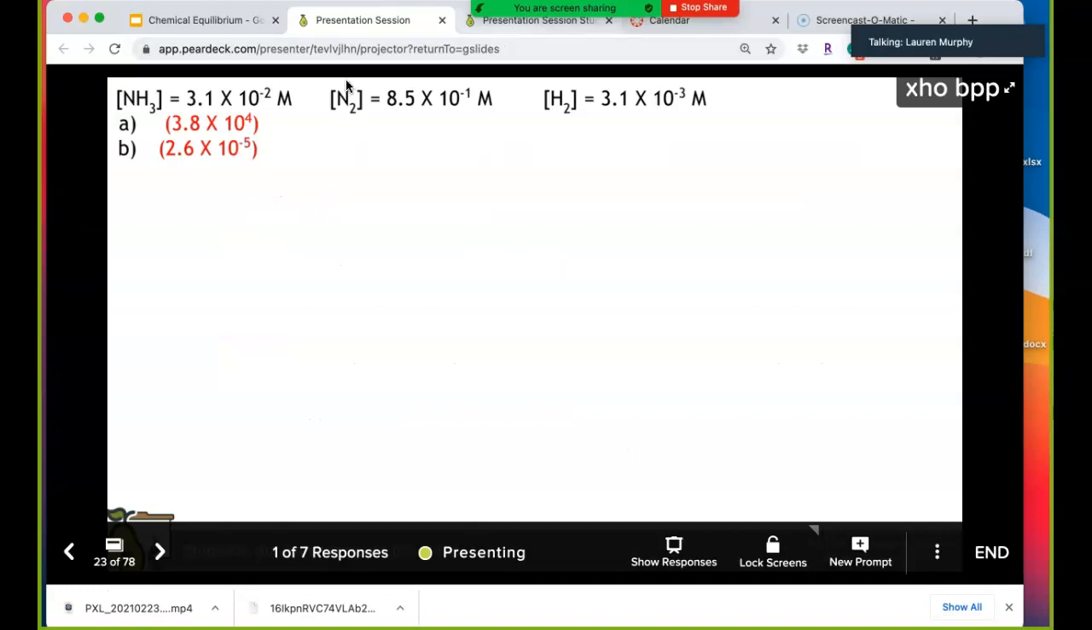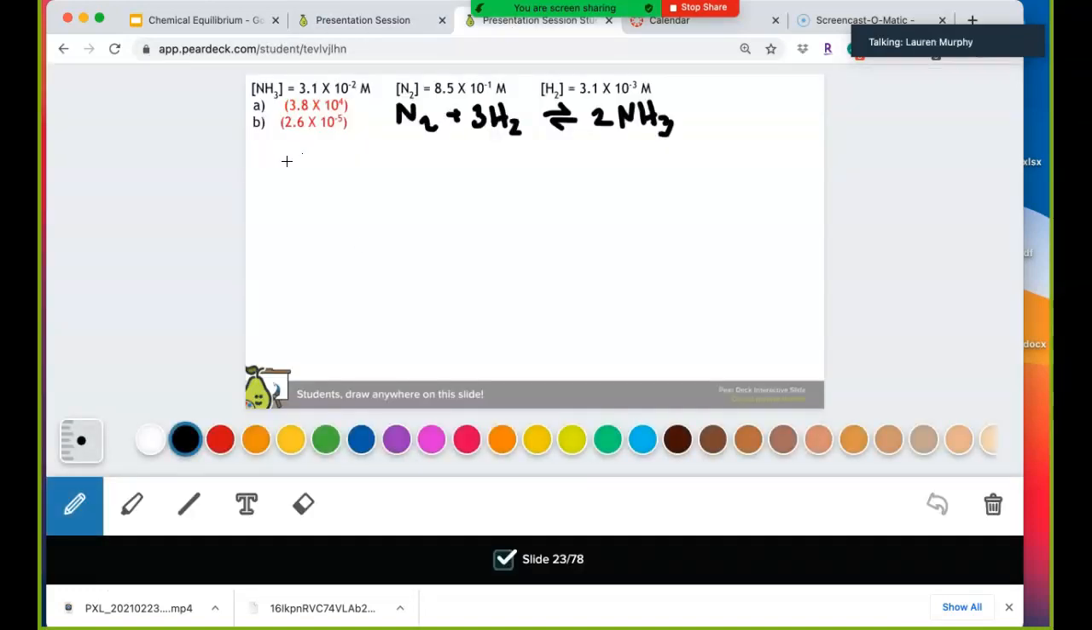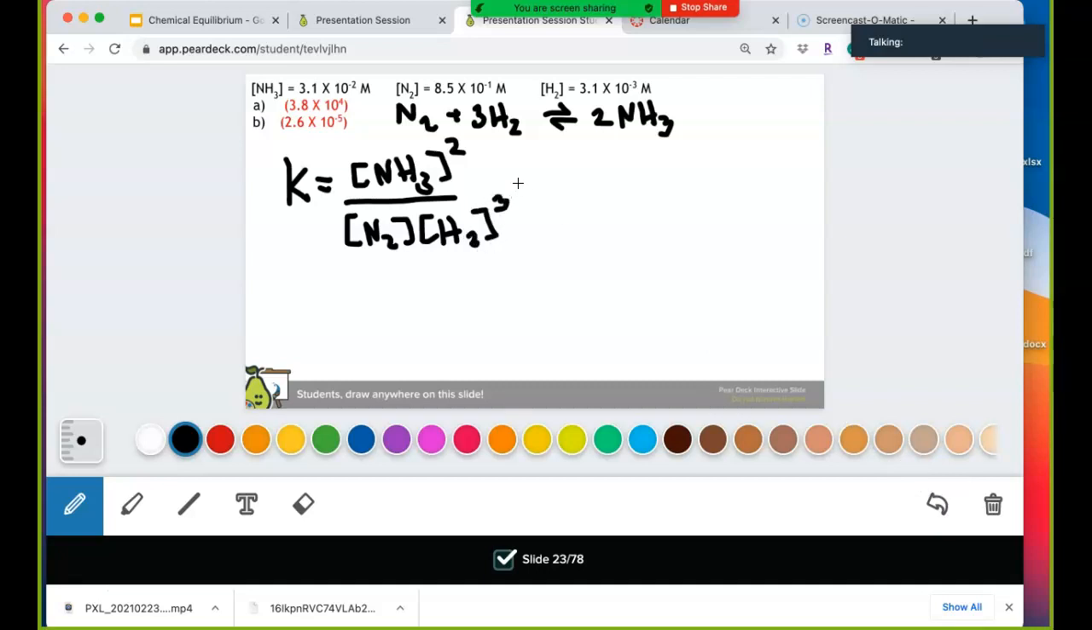So let's write the expression. It's K equals the concentration of ammonia, raised to the second power, products divided by reactants. So nitrogen, hydrogen, oops. Okay, so there's my expression.